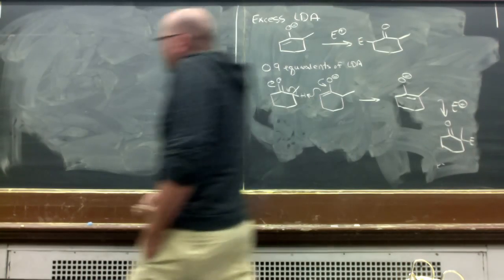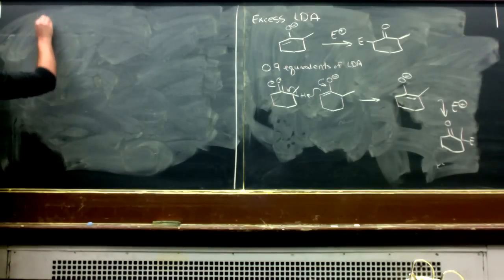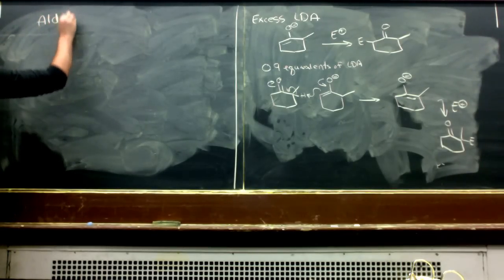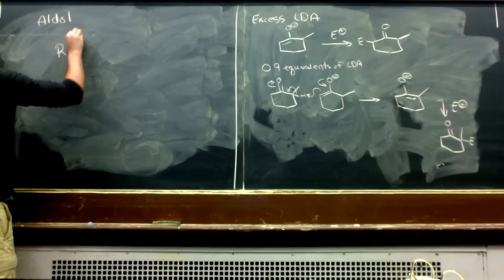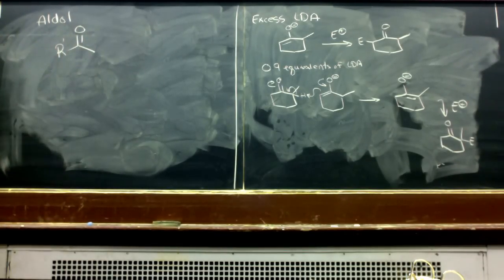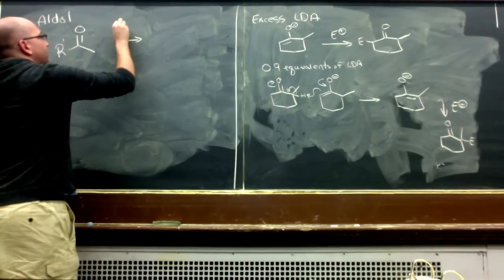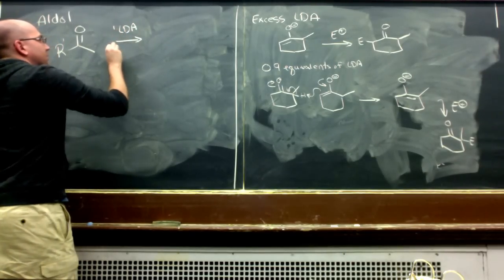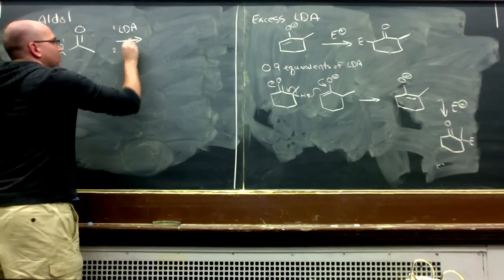Okay, and the very first reaction that we're going to learn is going to be one called an aldol reaction. Okay? And what an aldol reaction is, is when you take some type of a ketone, and you're going to treat it with the base, LDA, and you're going to subsequently treat it with an aldehyde, okay?